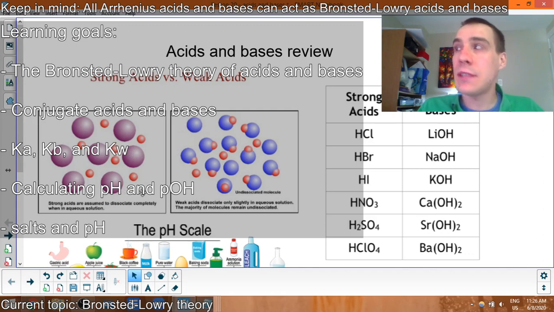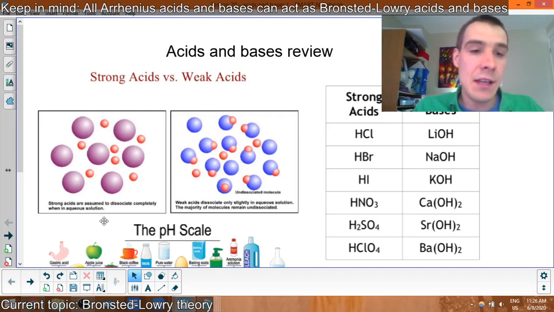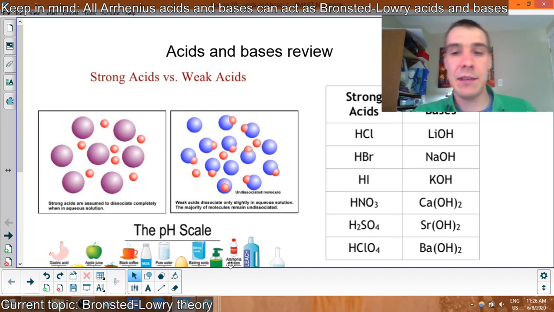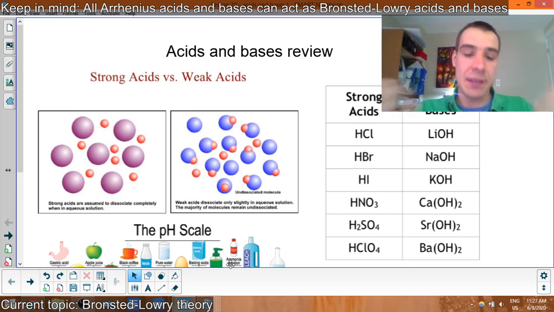We're going to use those to calculate pH, and then we'll talk a bit about how salts will affect the pH level of a solution. Getting right into it, we're starting with talking about this Bronsted-Lowry theory, and for a lot of you, this is probably going to be a new theory of acids and bases. Some of you might have seen it before. Essentially what it does is it expands on the Arrhenius theory of acids and bases.